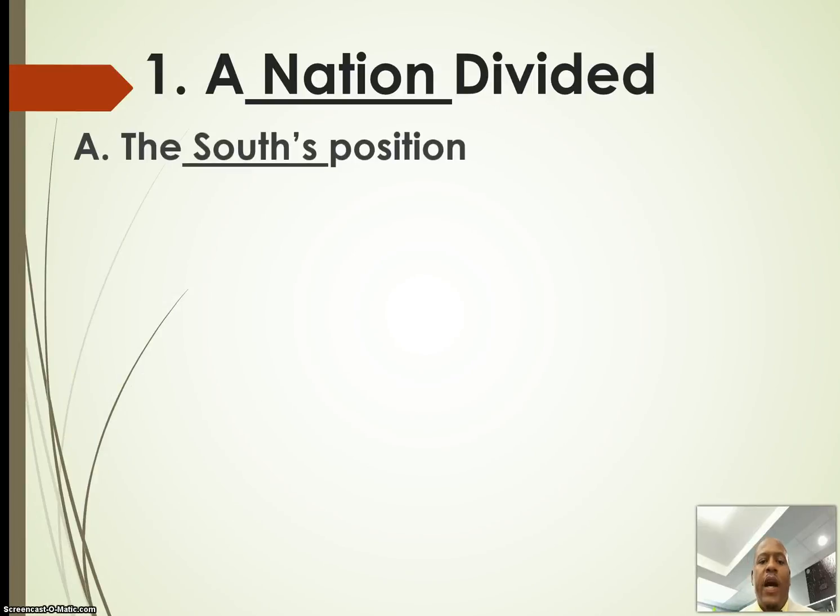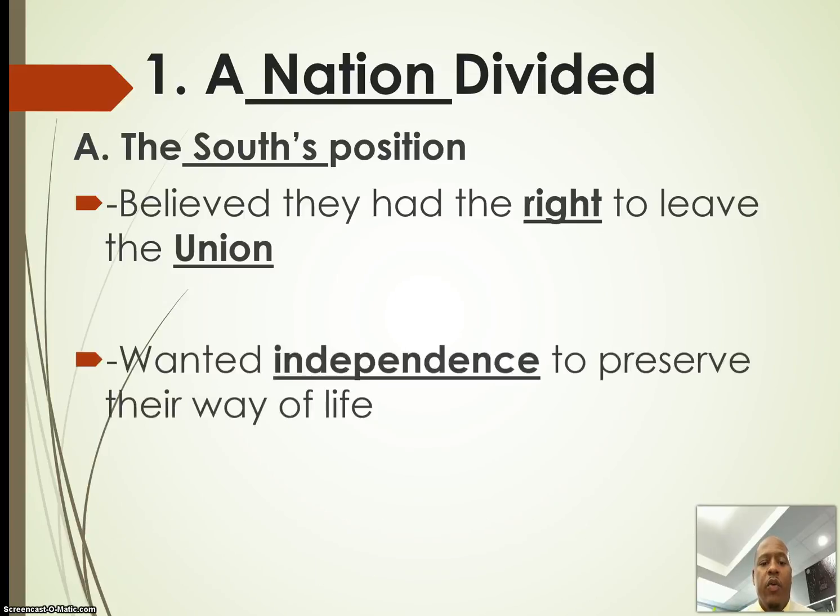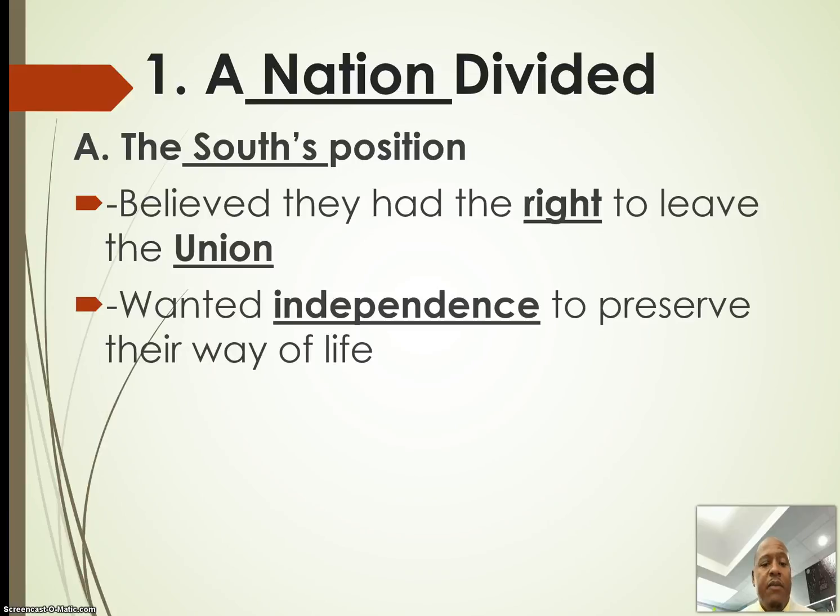And so we're going to look at why the South wanted to secede or break away from the Union. The first was they believed that they had the right to leave the Union. They felt that each state could decide what it wanted to do for itself, particularly because the North, and we're going to talk a little bit about this later, wanted to really go against their way of life. They wanted to be independent. They wanted to preserve their way of life. We'll look in more detail when we look at the issue of slavery, which is the overarching cause of the Civil War, as you saw when we looked at the causes. But just their way of life, their Southern way of how things went on a day-to-day basis, they felt threatened by it. So this was their position.